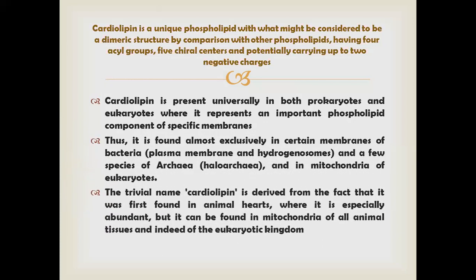The trivial name cardiolipin. Why do we call it cardiolipin? It is called cardiolipin because it was for the very first time found in animal hearts, where it is especially abundant. So that is the main reason it is called cardiolipin, and it can be found in mitochondria of all animal tissues and in the eukaryotic kingdom as well.